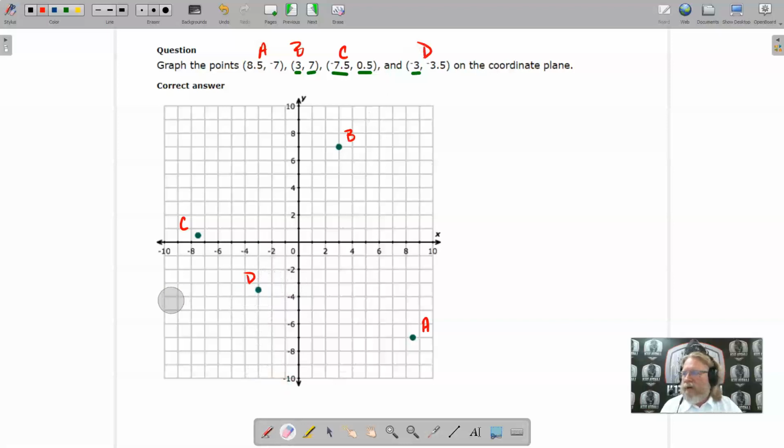So for this one here, remember the points won't be there for your activity. They're asking you to plot these points. So remember, find the x value, find the y value, see where they intersect at, and then that's where your points get plotted.